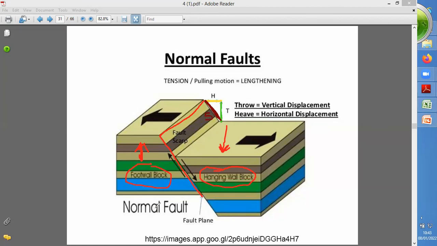Before faulting, these beds may be from this to this distance, but after the faulting, the horizontal distance is increased from this to this. And the angle made by the fault plane with this horizontal layer, that angle is always greater than 45 degree. So this angle, which I have marked here in the white color, is always greater than 45 degree. So these are some important points regarding the normal fault.